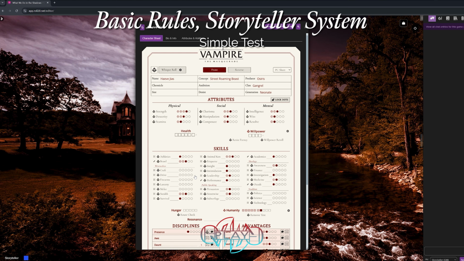So if the character is canvassing a neighborhood for information, they may use resolve plus investigation. Or if they're researching an occult topic, they may use intelligence plus occult. If a character has specialty in a skill, they gain an extra dice in the roll.